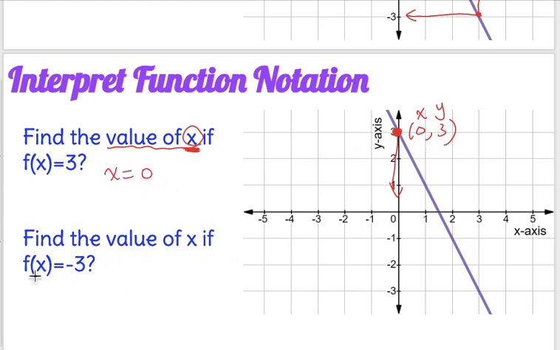Next one, again, this means when y is -3. So we're going to come to the y-axis, and -3 is here. And the graph is here. So I just need to find the matching x, which is 3. So x is 3.